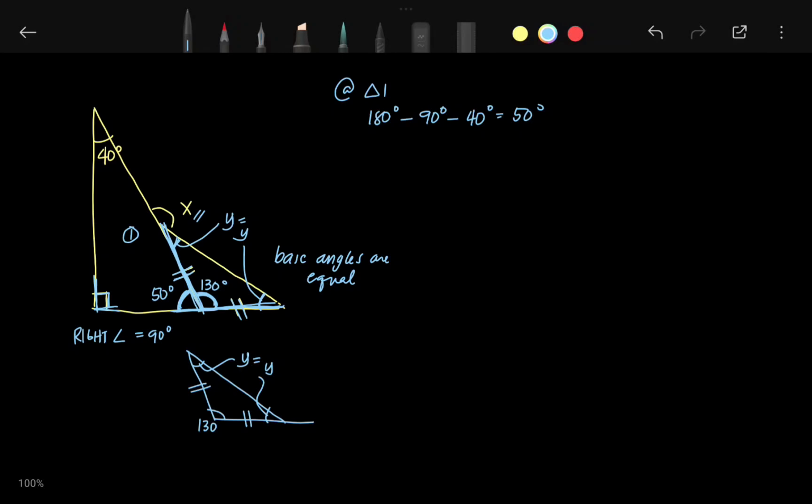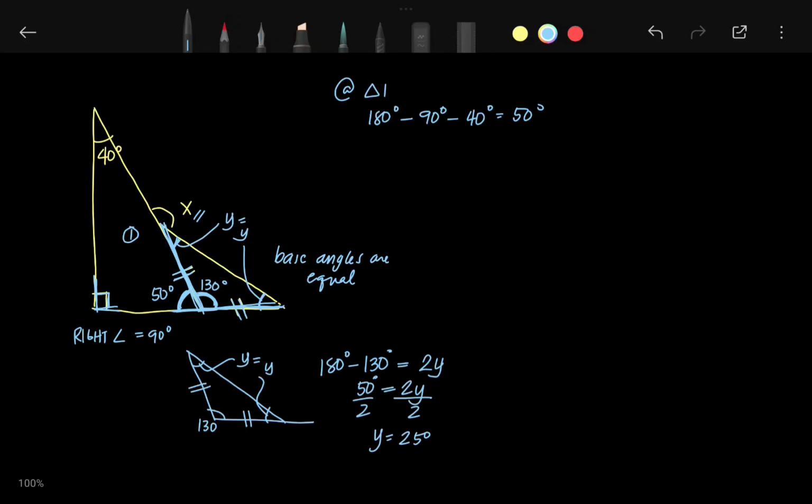Therefore, I can say that 180 minus 130 is equal to, ang dalawang unknown, dalawang y. So, 180 minus 130, dapat 50 ito. Double checking with my calculator. 50 is equal to 2y. Divide mo siya sa 2, and then y is equal to 25 degrees.